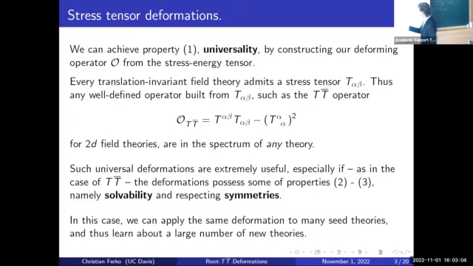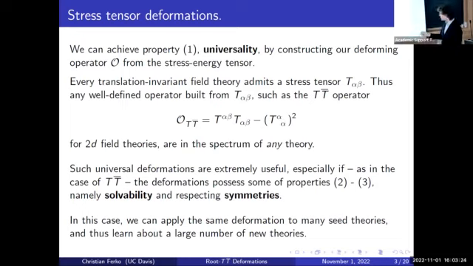two-dimensional field theories, which I've written again here. So this is well-defined in the sense that you can define it quantum mechanically by point splitting, and it exists up to some ambiguities which we can ignore. And that's very good. So such universal deformations are extremely useful because, again, our motivation is to explore the space of quantum field theories in some sense.